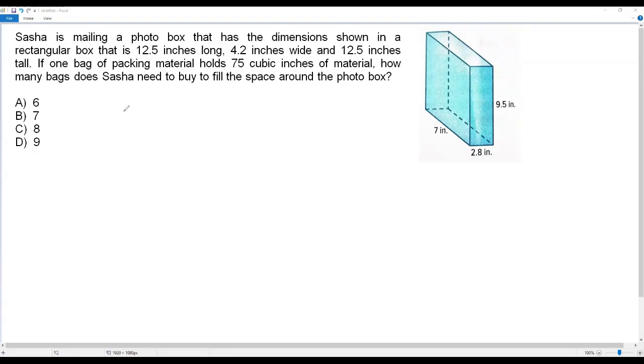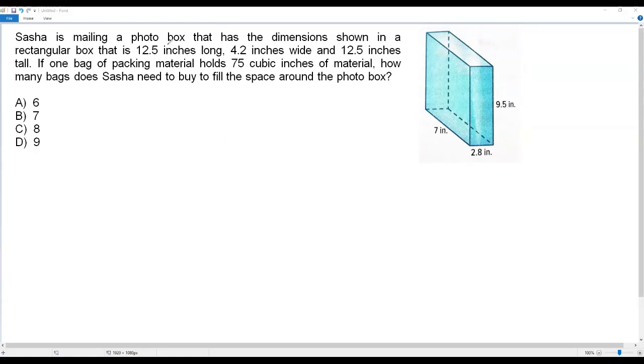The information we have in the question is a little tricky. Here the information we have is a rectangular box that is 12.5 inches long, 4.2 inches wide, 12.5 inches tall. But when I look at the dimensions of the box we have over here, the width is 2.8 inches, the length is 7 inches, the height is 9.5 inches. So the dimensions of the box are different. We have to understand the information in the question carefully.